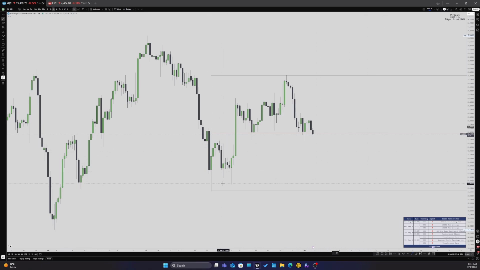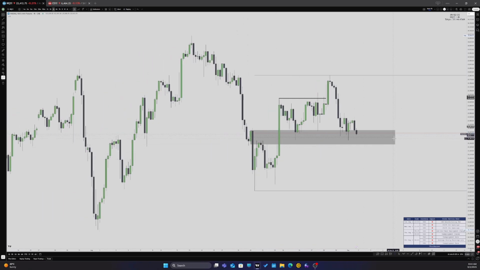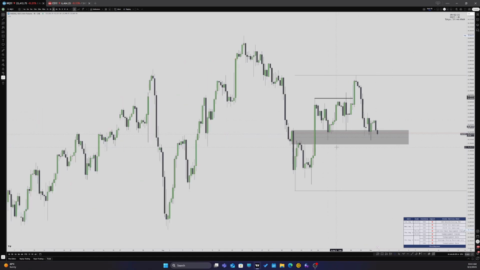Now liquidity has been taken here. Right. And price went down into discount. We have this breaker block here into this imbalance. So pretty much a unicorn model, right?